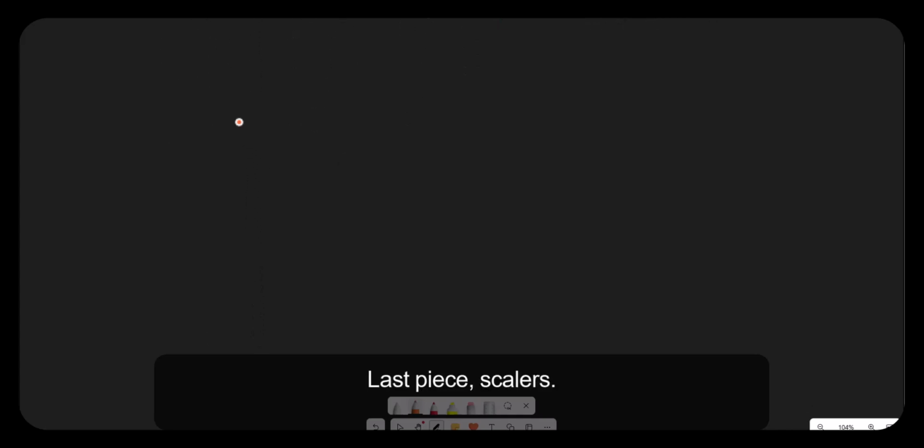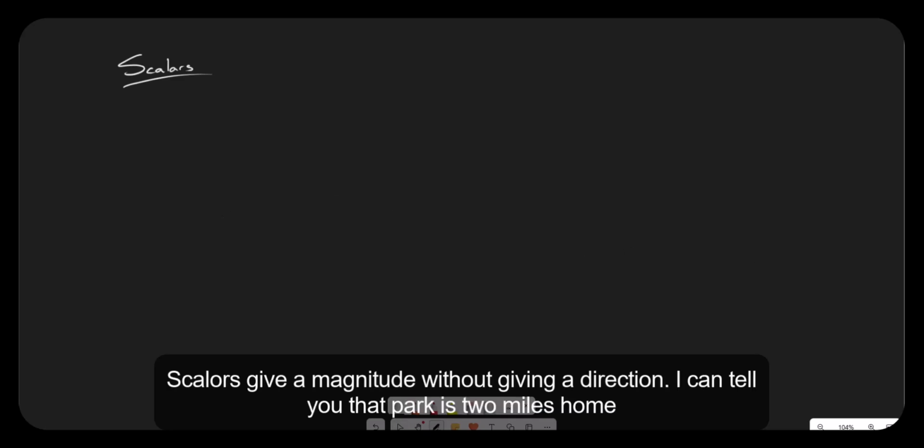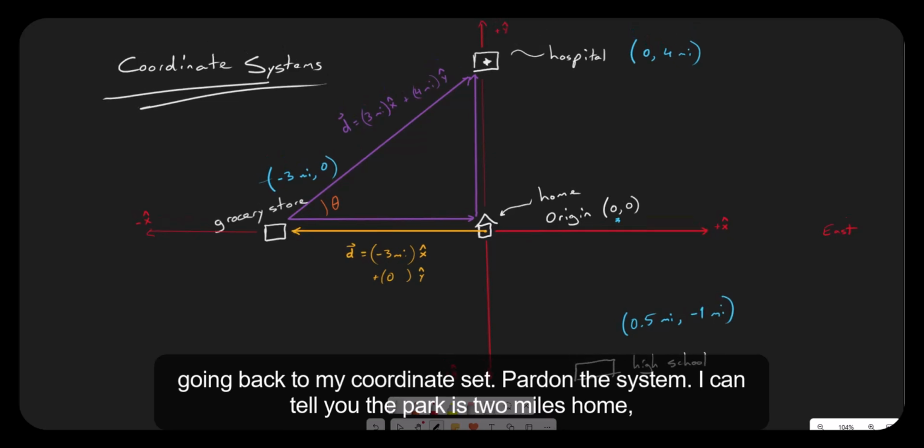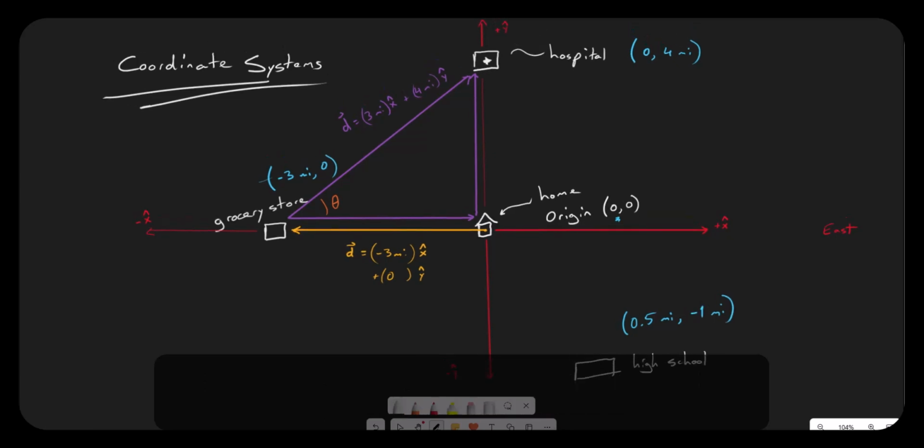Last piece, scalars. Scalars give a magnitude without giving a direction. I can tell you that the park is 2 miles from home. Going back to my coordinate system, I can tell you the park is 2 miles from home, but that doesn't give you a ton of information.